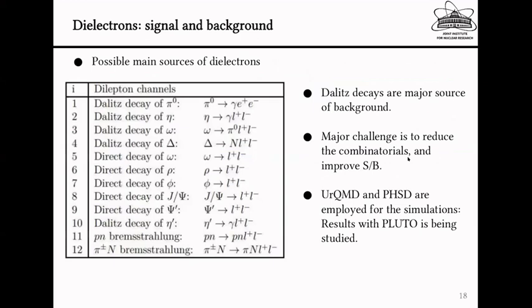Now, speaking of the theme of the presentation, that is dielectrons. There are many sources of dielectrons, as we all know. Among the signal, there is a major source of background, that is Dalitz decays. For us, the major challenge is to reduce the combinatorials from this background and improve the signal to background ratios. In the current scheme of simulations in MPDroot, we are using UrQMD and PHSD for background and signal study respectively. Along with this, results with Pluto are currently being studied, and soon we will also use these results and see the improvement or the difference from our previous results.